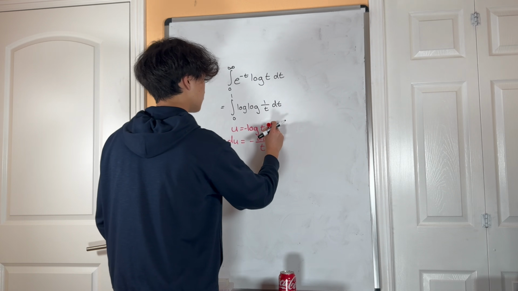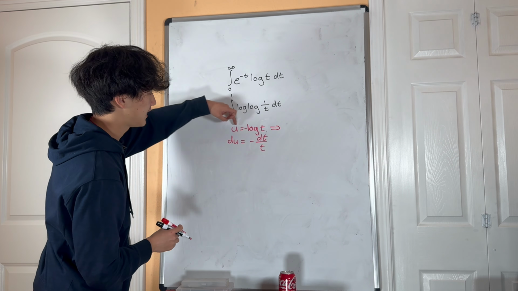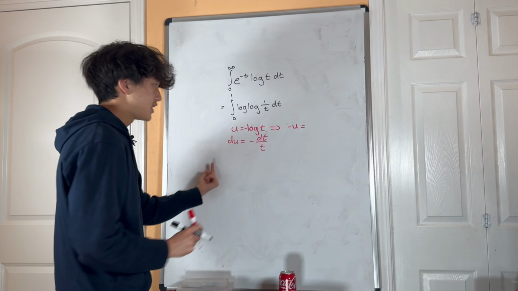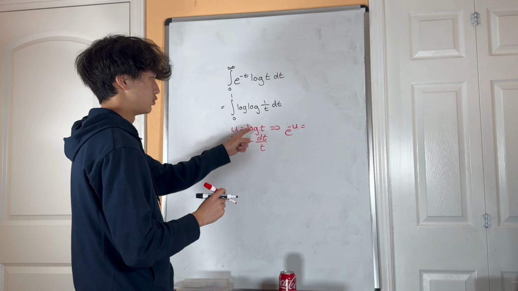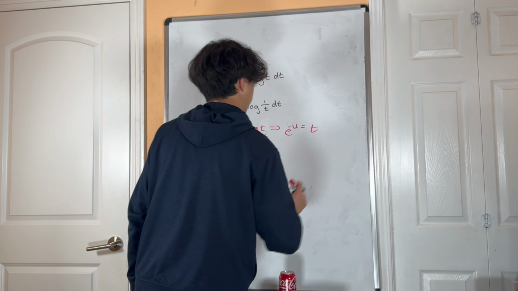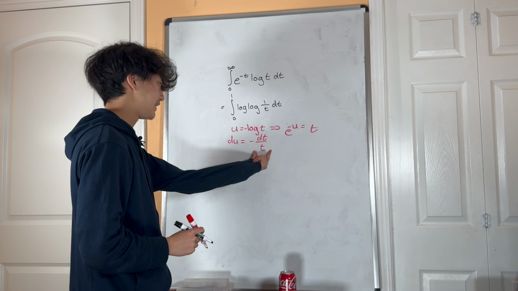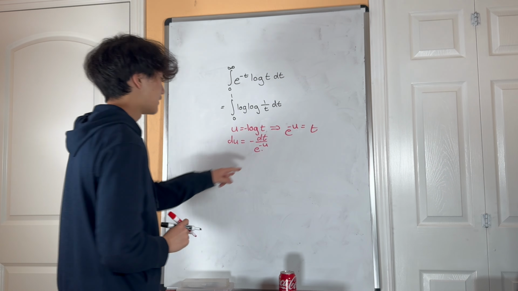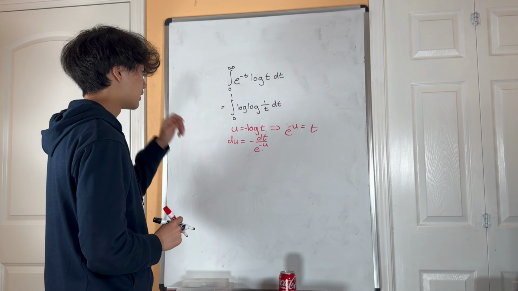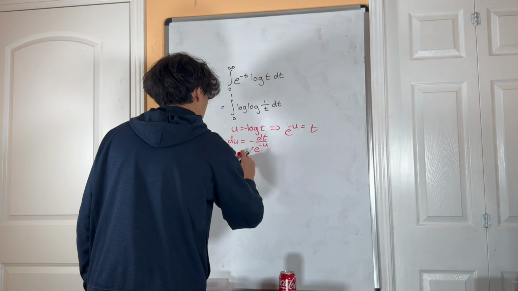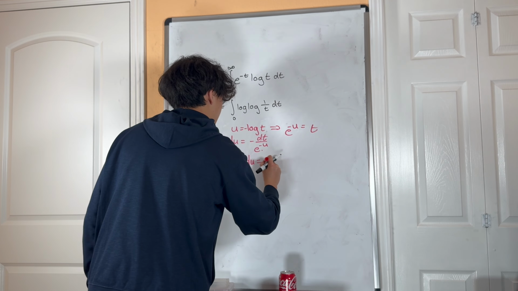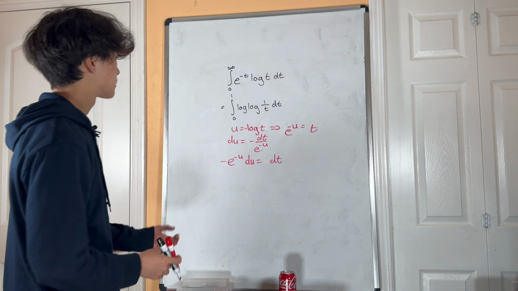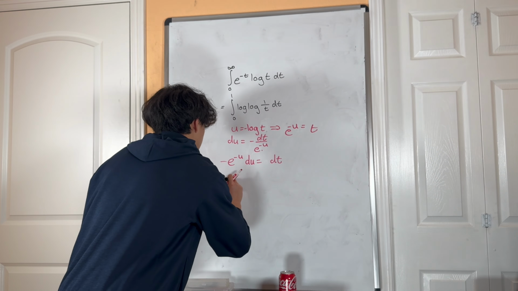Well, if we go ahead and negate both sides, so you get negative u equals log t, and then we exponentiate both sides, so e to the negative u is equal to, well, on the right hand side you're just left with a t. So right here, this bottom is just e to the negative u. If you multiply this on both sides, you get e to the negative u du is equal to negative dt. And this negative you can also move over here. So let's go ahead and write this through.